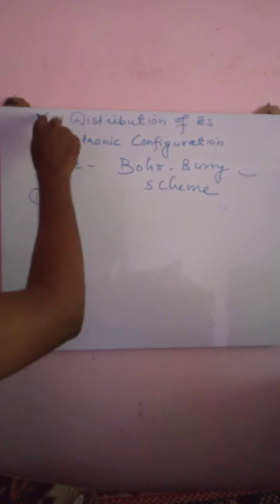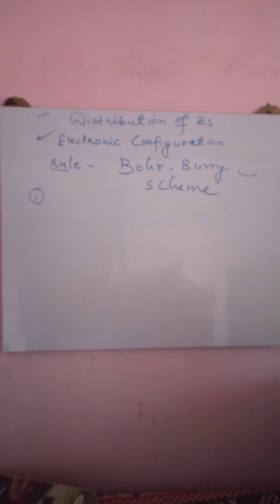Hello children, today we will discuss the distribution of electrons, right? How electrons are distributed into the different shells of an atom. Clear? The distribution of electrons into the different shells of an atom is called electronic configuration.